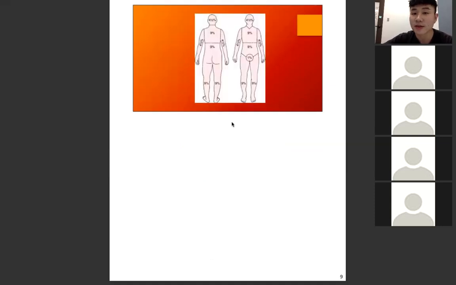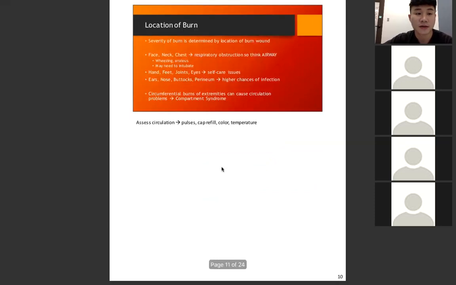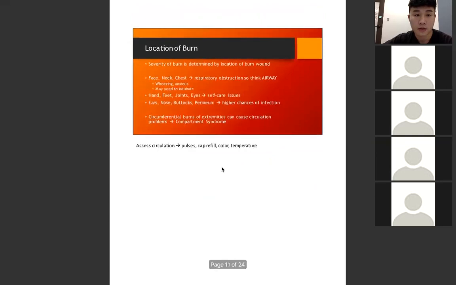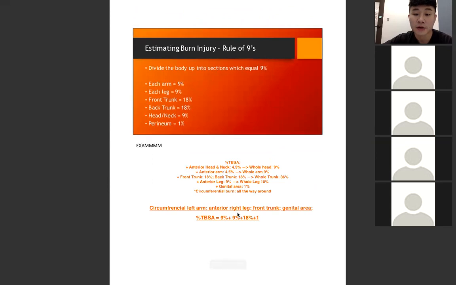All right, this is just another picture for you to study more easily. Anterior leg is 9%, not 4.5.